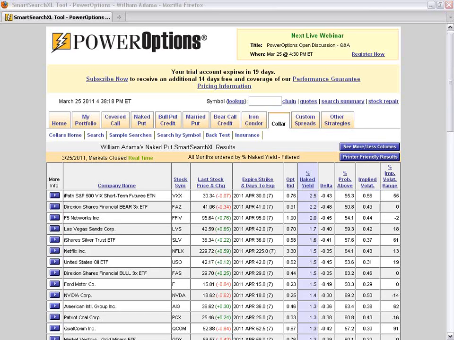Now, I look for different stocks. Sometimes I trade dividend-paying stocks. Also, sometimes I prefer, based on my account size, I'll only trade stocks, let's say, that are under $35, under $45 per share.